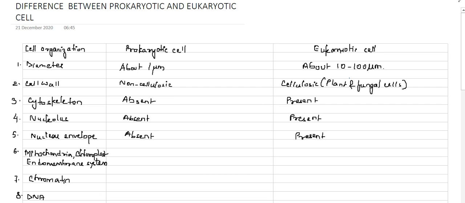So the main point of difference between prokaryotic and eukaryotic cells is that eukaryotic cells have a true nucleus. I'm highlighting this because this is the main point of difference. Next is other cell organelles like mitochondria, chloroplast, endomembrane system. All these are absent in prokaryotes and they are present in eukaryotes. Next is chromatin. The chromatin is single in prokaryotes and multiple in eukaryotes.